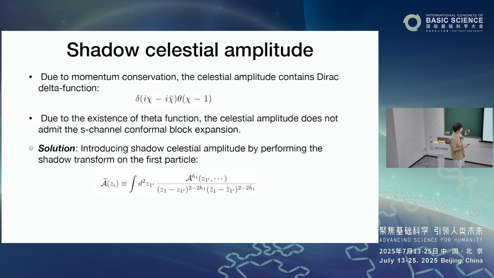Due to the existence of this theta function, the celestial amplitude also does not admit the S-channel conformal block expansion. So we know in CFT, the four-point conformal correlators can be expanded in terms of conformal blocks. And from the conformal block expansion, people can read off the spectrum of the CFT. And to make the conformal block expansion convergent, people need the chi to be small. I mean, it should be larger than 0 but smaller than 1 to make the whole thing convergent. But here you see we have theta of chi minus 1, which means chi should be greater than 1. This makes the celestial amplitude unable to be expanded into the S-channel conformal blocks, because otherwise the expansion is not convergent.